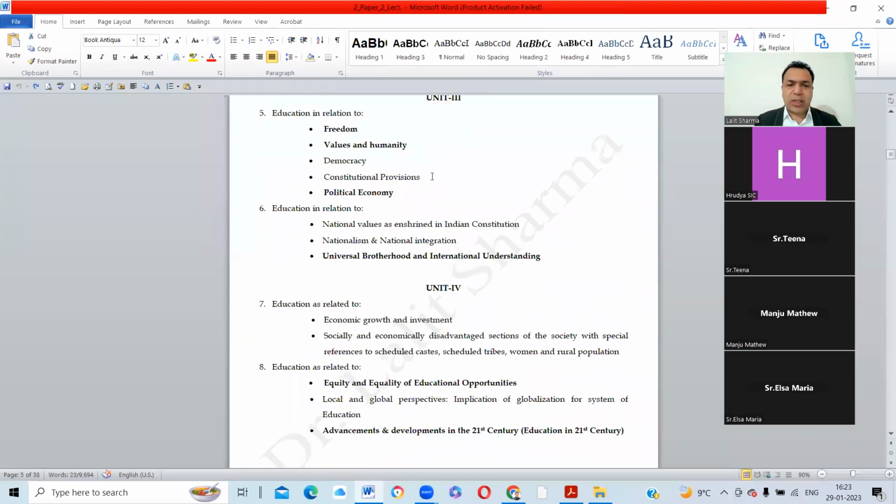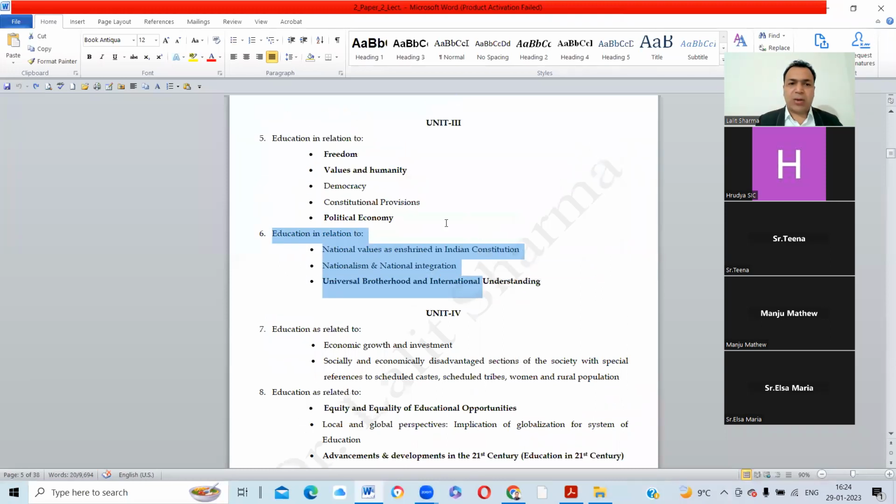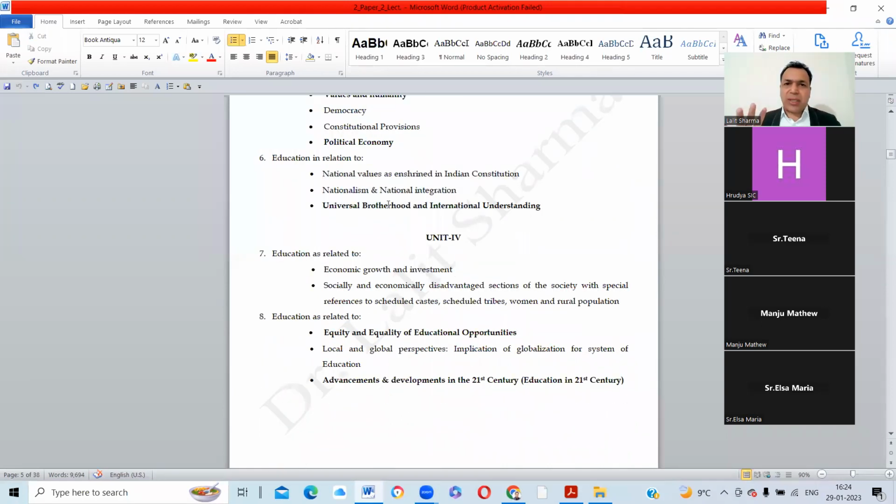And unit 3: education in relation to freedom, values and humanity, democracy, constitutional provisions, political economy. Chapter 6 talks about education in relation to national values as enshrined in the Indian constitution. The last year the question आया था. Today we'll discuss. Then nationalism and national integration, then universal brotherhood and international understanding. So either you can do chapter 6 completely or chapter 5. After that you can go for the next one, right? So first, what I want to say is that first prepare your long questions completely, right, guys? Then go for the other one, right?